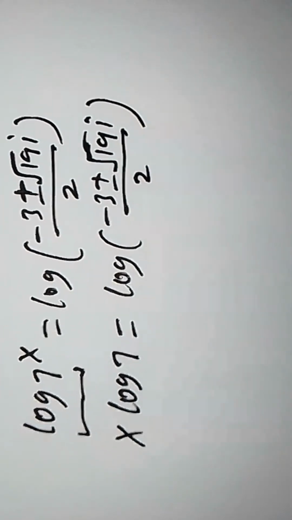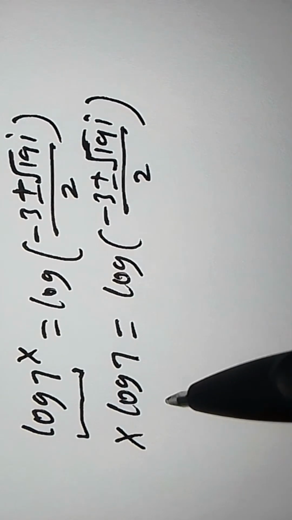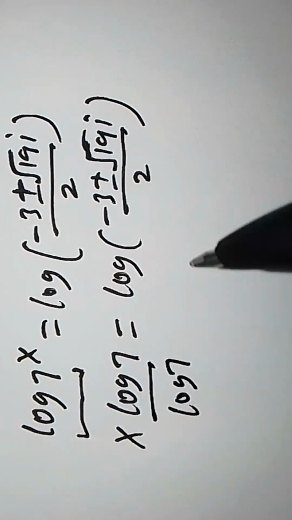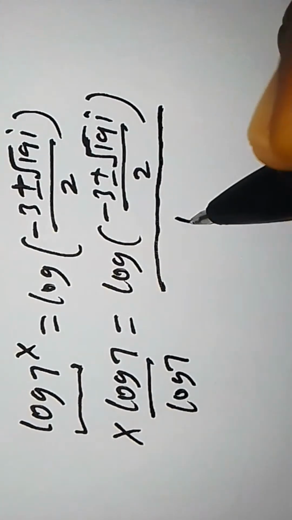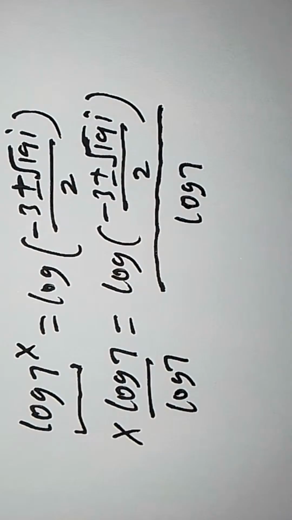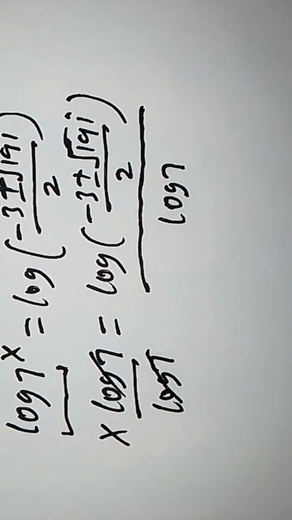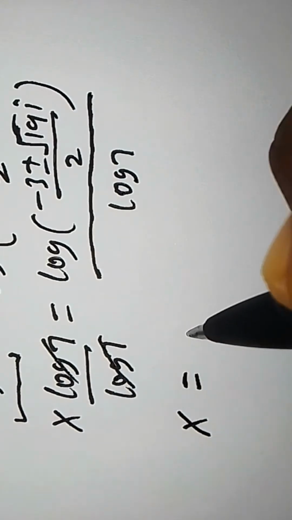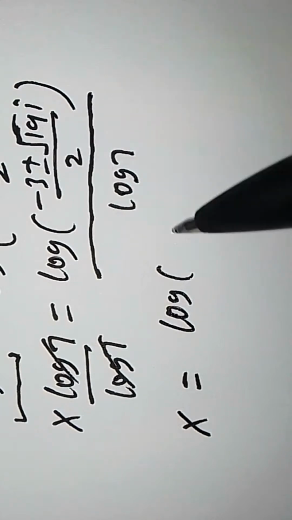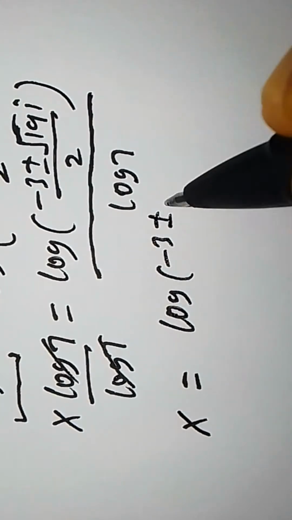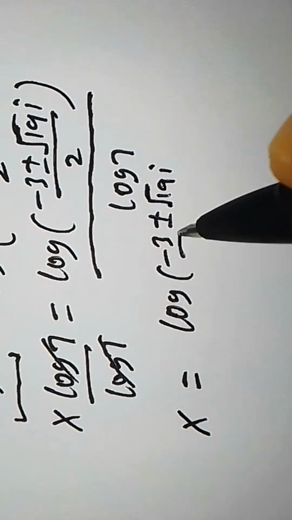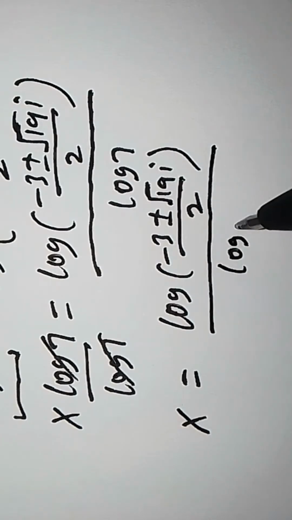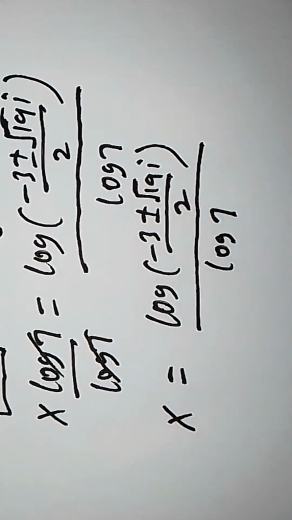Now, let us divide both sides by log 7. So that will be log 7, divide this also by log 7. Clearly, log 7 cancels log 7. We are left with x equal to log of this, minus 3 plus or minus square root of 19i divided by 2, over log 7. Let's continue.